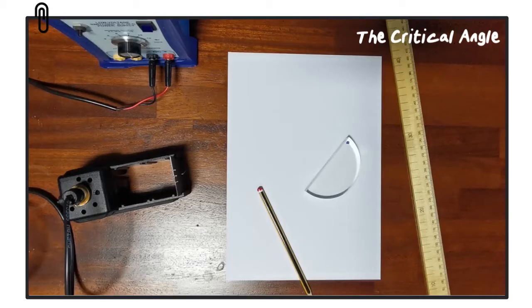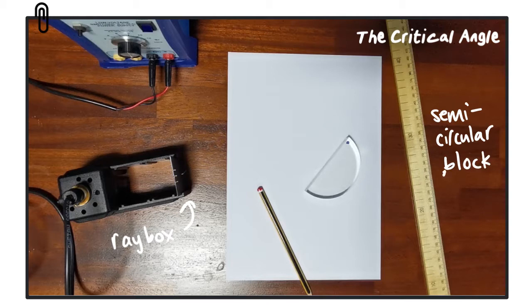Hiya folks! In this video we'll have a look at how you can determine the critical angle of a material experimentally. In order to do that, we're going to need a ray box, we're going to need a semicircular block. Now the shape of this is important, which we'll talk about a little later, and we will also need a protractor to measure any angles, as well as a pencil and a ruler.